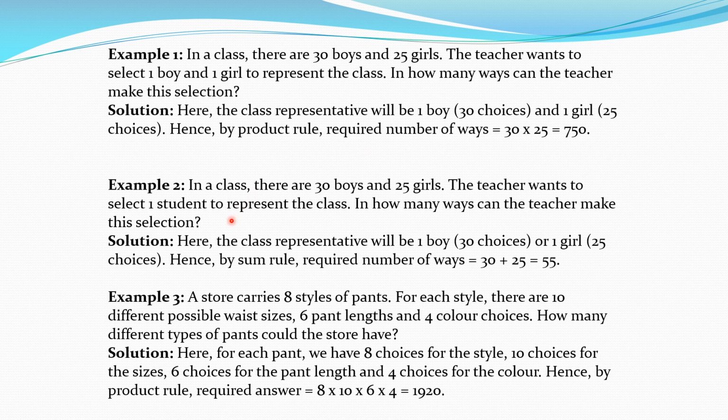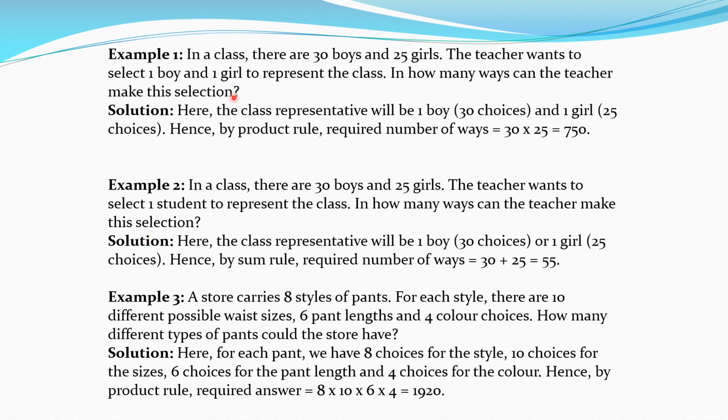Then in second example, see what is the difference. In a class there are 30 boys and 25 girls. So same thing is given. The teacher wants to select one student to represent the class. In how many ways can the teacher make the selection?